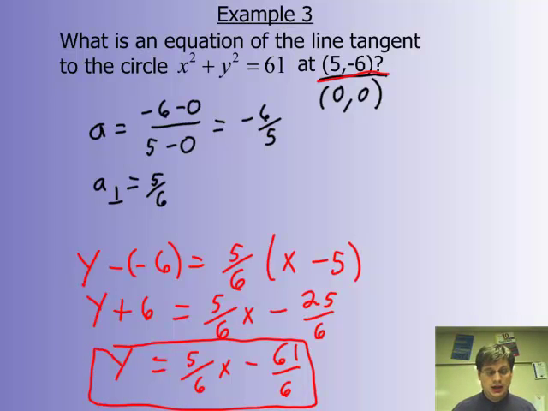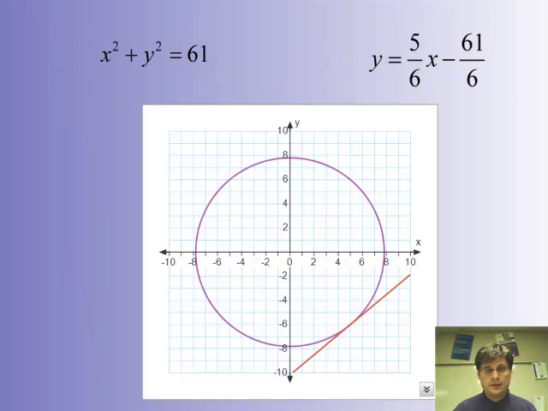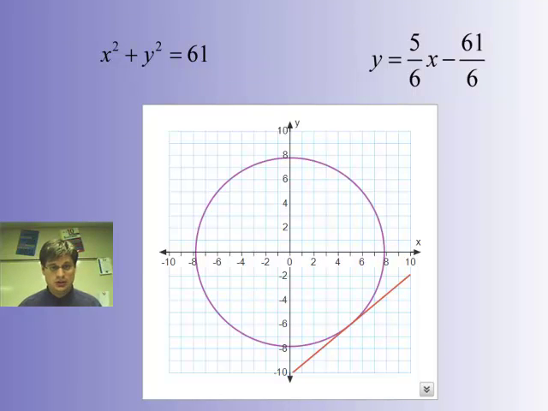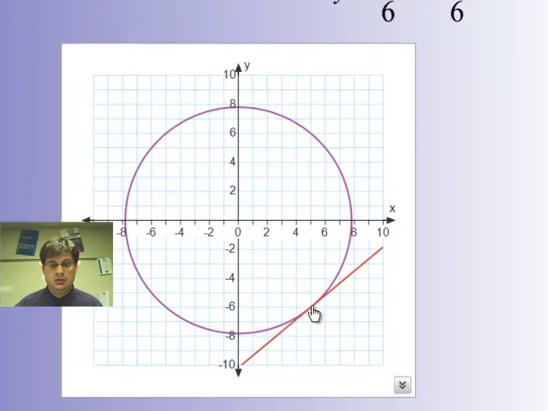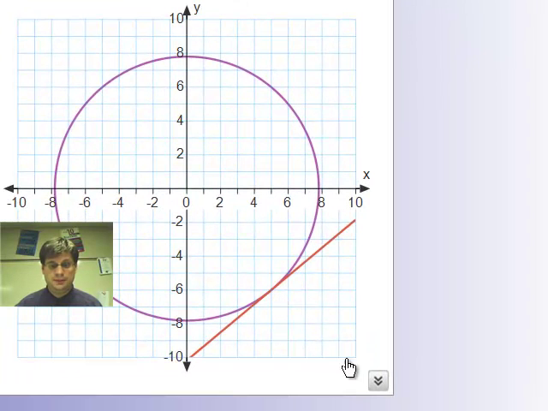I went ahead and graphed those already, so we can see here is the graph of x squared plus y squared equals 61, and then here is the line that we just found. And we can see that right here is where the point where they intersect is going to be at 5, -6.